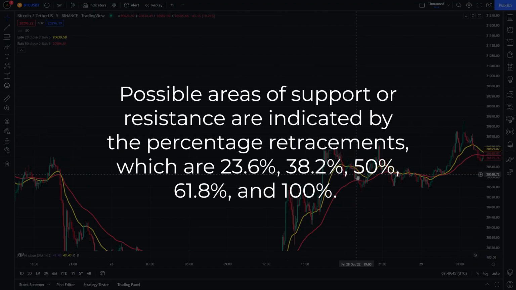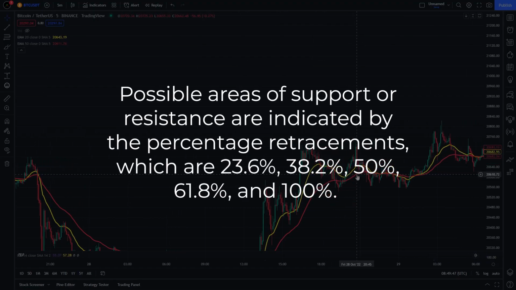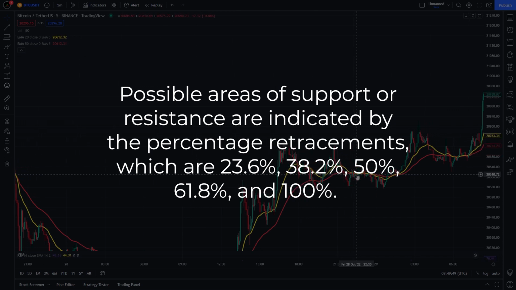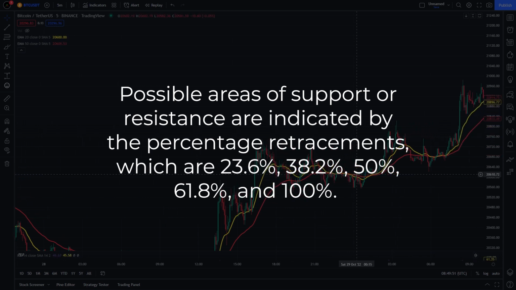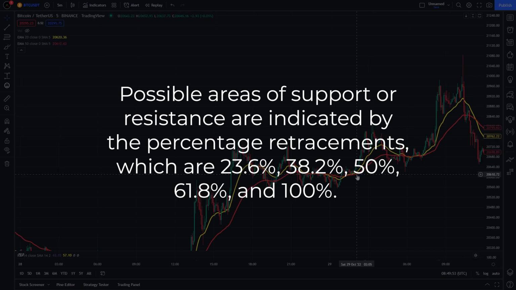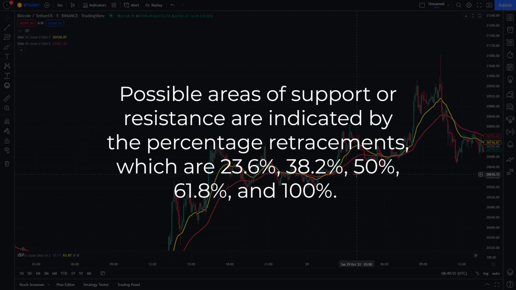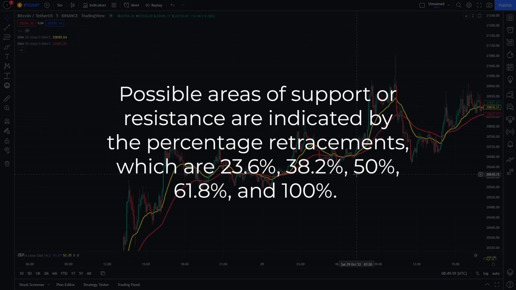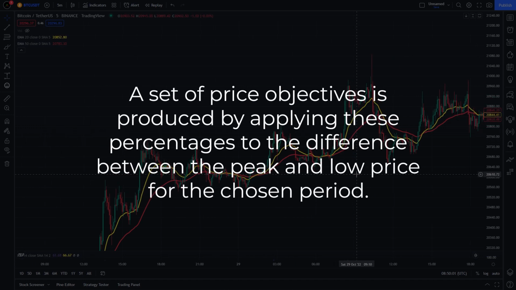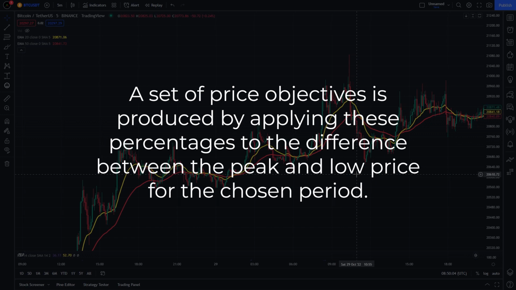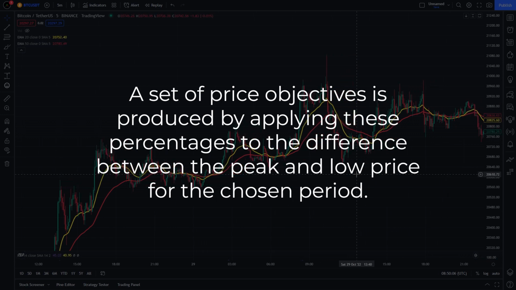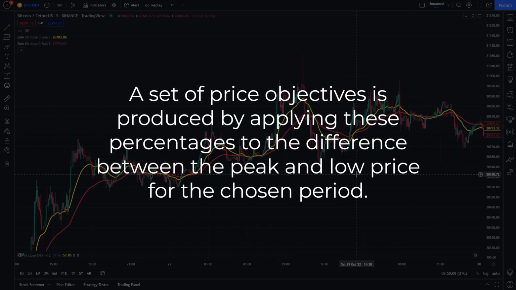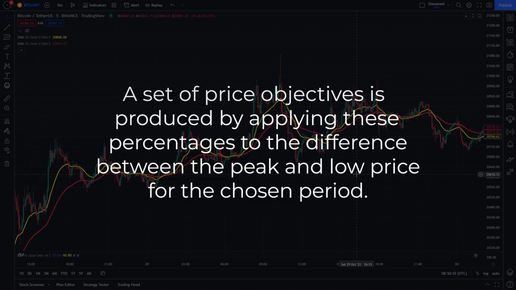How this indicator works. Possible areas of support or resistance are indicated by the percentage retracements, which are 23.6%, 38.2%, 50%, 61.8%, and 100%. A set of price objectives is produced by applying these percentages to the difference between the peak and low price for the chosen period.